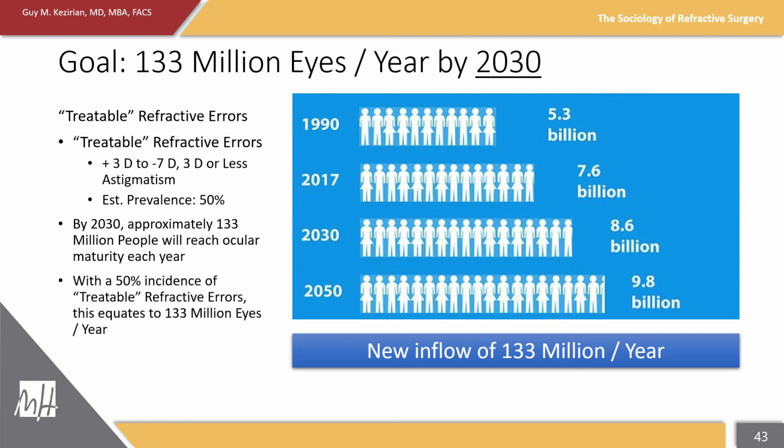To explain how we arrived at the number 133 million people, we first defined the concept of a treatable refractive error as being somewhere between +3 and -7 diopters of myopia, with 3 diopters or less of astigmatism. On a global scale, the prevalence of that is approximately 50% in the young adult population by the year 2030. That means that as 133 million people reach that age group every year, and a 50% incidence of treatable refractive errors, comes out to half that many people, or 133 million eyes per year.